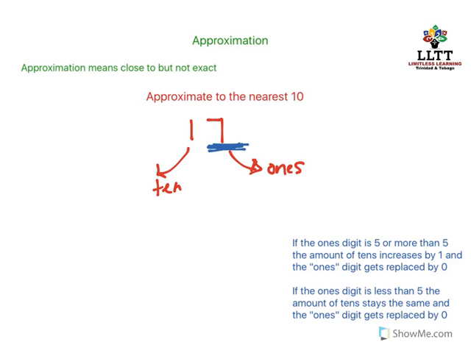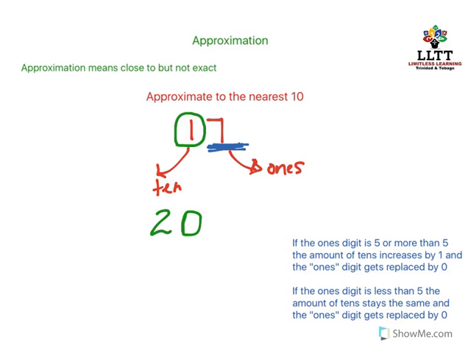So because 7 is greater than 5, we're going to look at our tens digit and increase it by 1. So when we increase 1 by 1, that's 1 plus 1, we get 2, and then our ones digit gets replaced by 0. So when we approximate 17 to the nearest 10, we get 20.